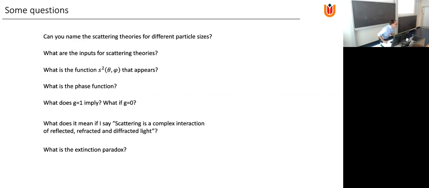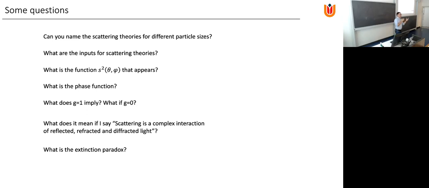All right, just a few warm-up questions for you. So let's go quickly over this. Who can name scattering theories for different particle sizes? Particle sizes compared to the wavelength. We discussed three. Yeah, go. Mie scattering? Yes. And do you also remember when that was valid? In between the two sizes.